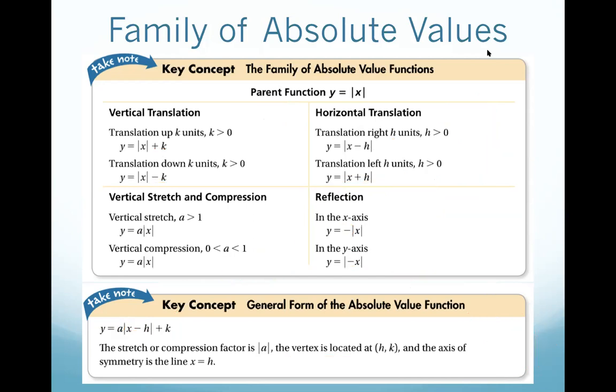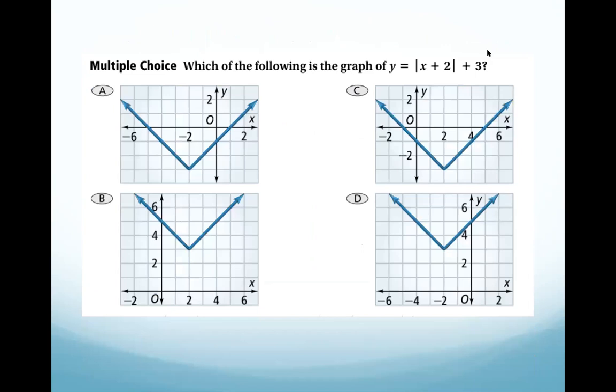Okay, let's look at an example. Which of the following is the graph of y equals the absolute value of x plus 2 plus 3? Okay, so we have to know what's going on, and don't use your calculator for this. I want you to use the transformations we were just talking about. So first we identify where's the parent function. It's those absolute value bars. What is happening inside of the absolute value bars? We have a plus 2. So plus 2, what does it do? Does it go up and down, left and right?